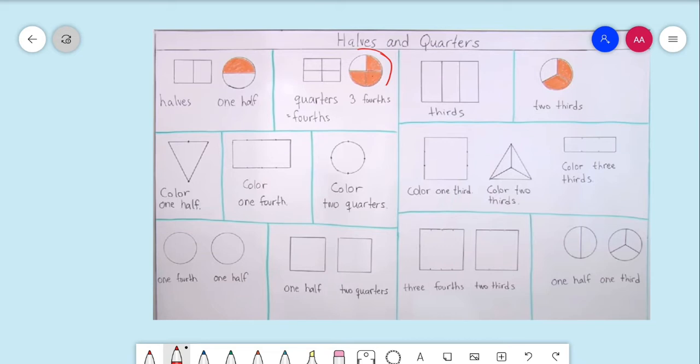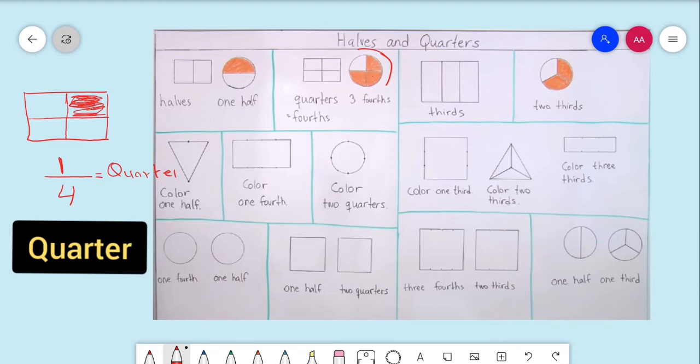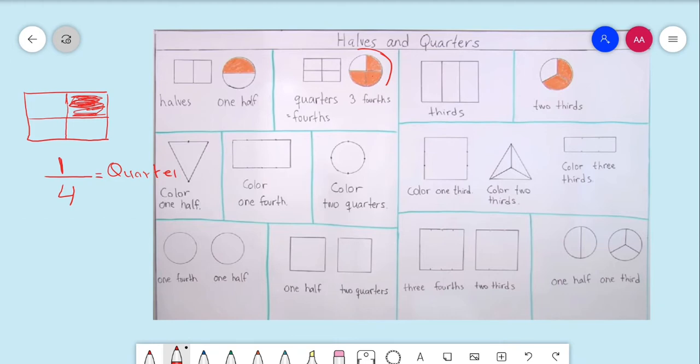Now we know that if we have one portion like that and it's divided into 4 equal portions, then the total is 4. And if we shade one portion, this is called 1/4 or a quarter. Alright, so if I shade two portions, it's called half.